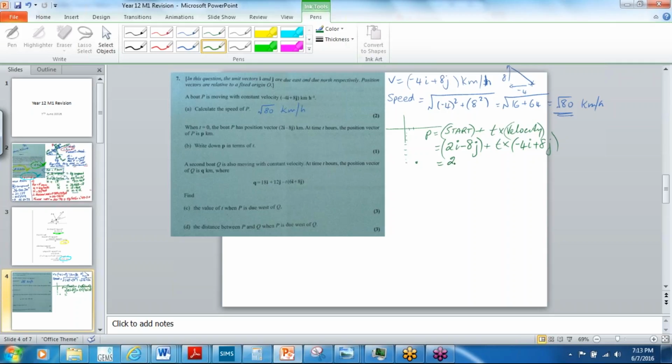What we'll do is we'll just expand this. That will be negative 4ti plus 8tj. Now we group the i components, so 2 take 4ti, and 8t minus 8j. All right, that's the position vector of the boat. So we'll just put that here: 2 minus 4t i plus 8t minus 8 j.